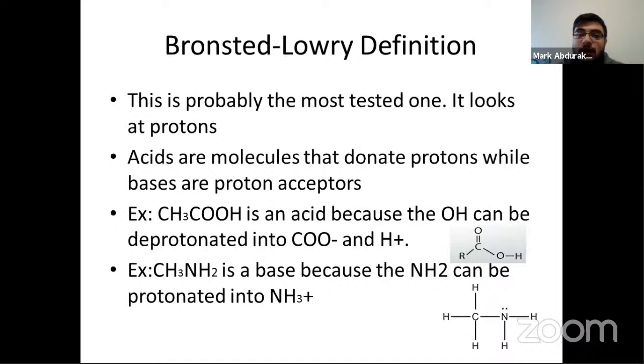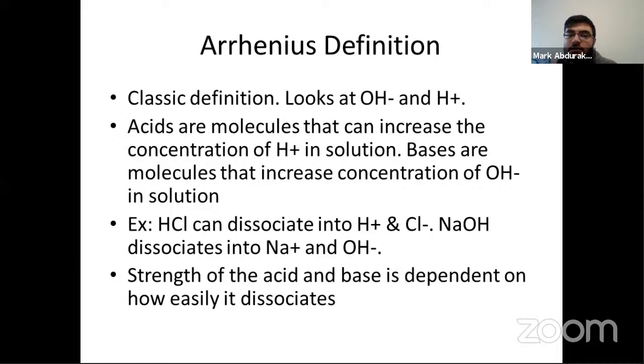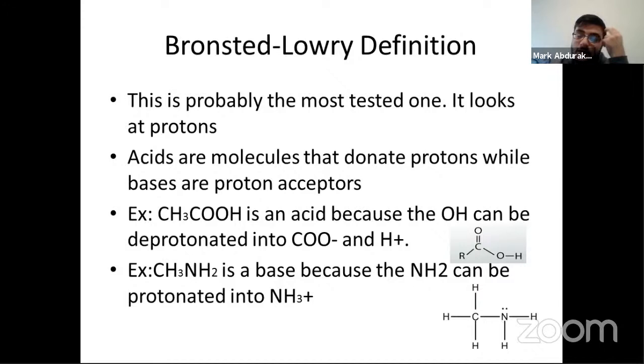All right. Next we'll talk about the Bronsted-Lowry definition. This is probably the most tested one and the most important definition that we'll be using. Like I mentioned, this definition focuses on protons. Acids are molecules that donate protons, while bases are molecules that accept protons. They're proton acceptors. Going back to the Arrhenius definition, acids are molecules that increase the concentration of H plus. If you look at the periodic table, H plus is just one proton, since hydrogen has one proton and one electron and H plus has lost its electron. So H plus is actually just one proton, which is the same thing as the Bronsted-Lowry definition. Therefore, acids are pretty much the same.